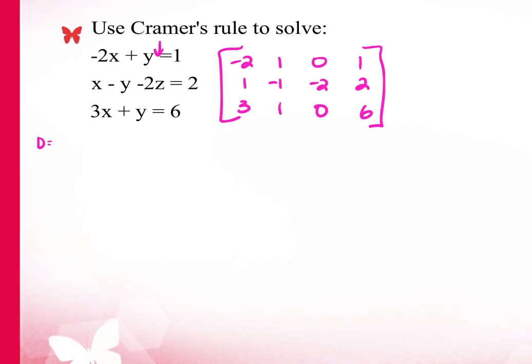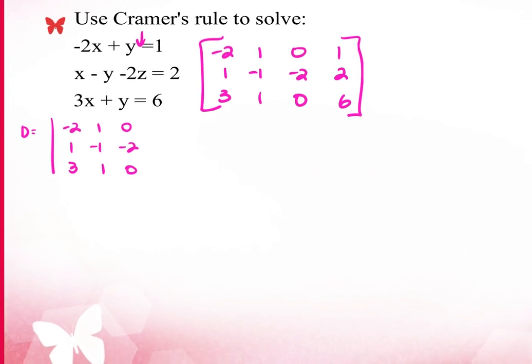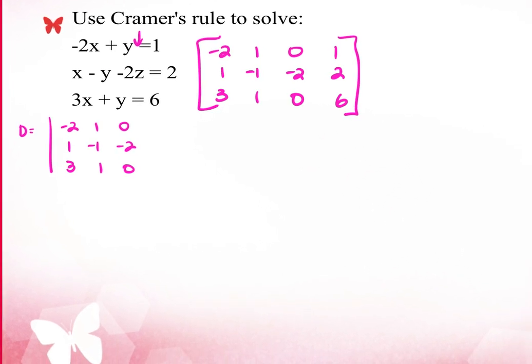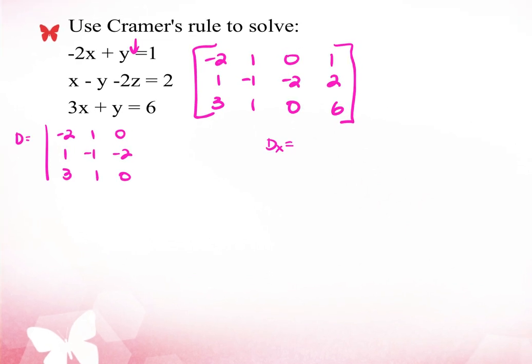Now to find D, we do the x's, the y's, and the z's. Negative 2, 1, 0. 1, negative 1, negative 2. 3, 1, 0. I'm going to leave off that second bar because I'm going to come back and fill that in doing the determinant. Now D of x. D of x, we take out the x's and put in the constants. 1, 2, 6. Do all the y's. 1, negative 1, 1. Do all the z's. 0, negative 2, 0.